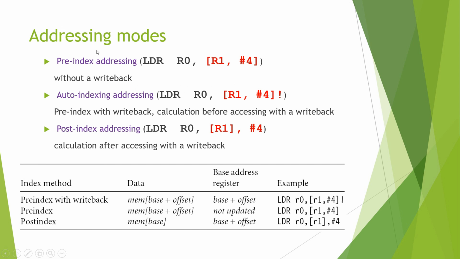The next topic is addressing modes. Addressing modes specify at what point the offset is applied. If we apply the offset before the transfer is made, it is called pre-index addressing. Optionally, auto-incrementing the base register by postfixing the instruction with an exclamation mark is called auto-index addressing. The other one is when the offset is applied after the transfer is made, called post-index addressing, causing the base register to be auto-incremented.